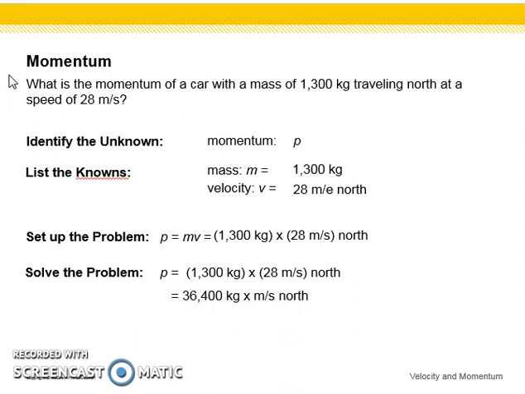What is the momentum of a car with a mass of 1,300 kilograms traveling north at a speed of 28 meters per second? So we've identified that we do not know the momentum, and we've listed our knowns. So again, we're setting up the problem. P equals mv equals 1,300 kilograms times 28 meters per second north. And solving the problem, this is our answer, 36,400. Make sure you're writing down these examples because you will need them for future projects that you will be doing together in class.